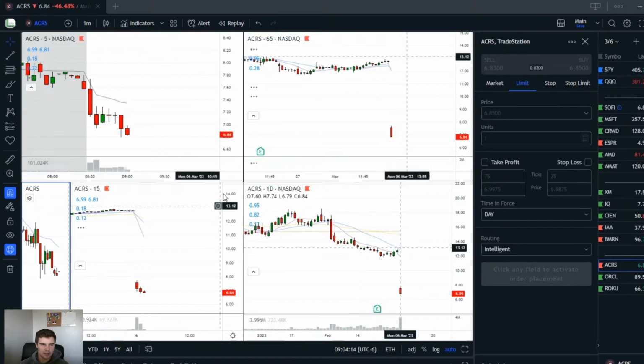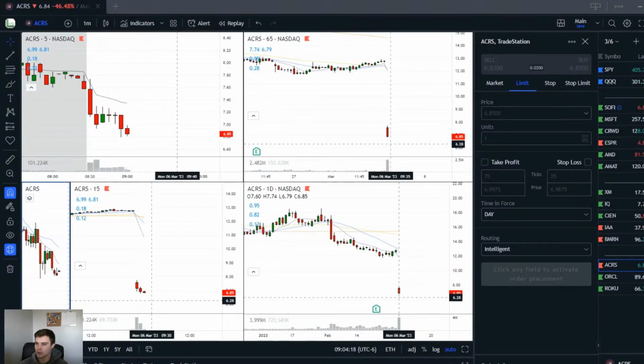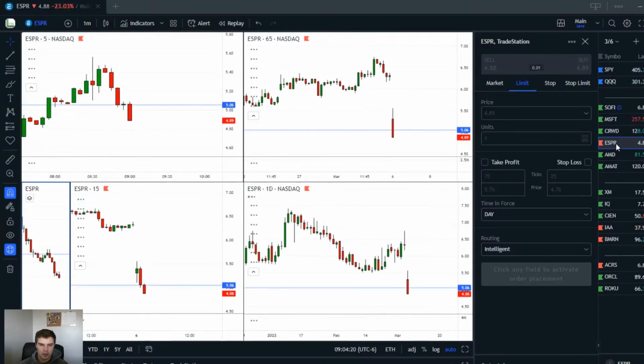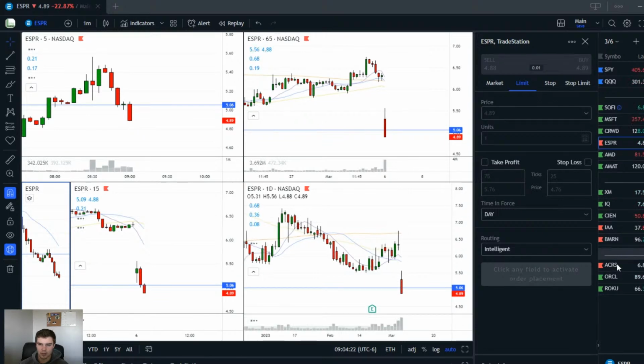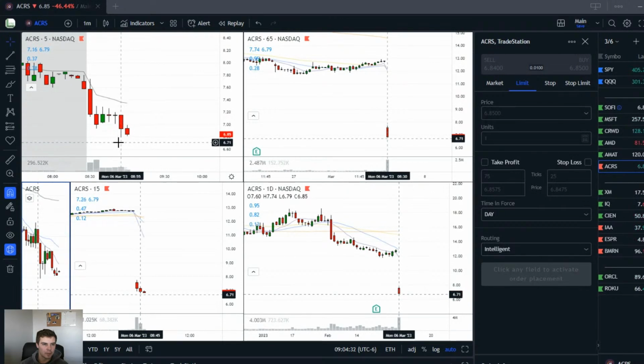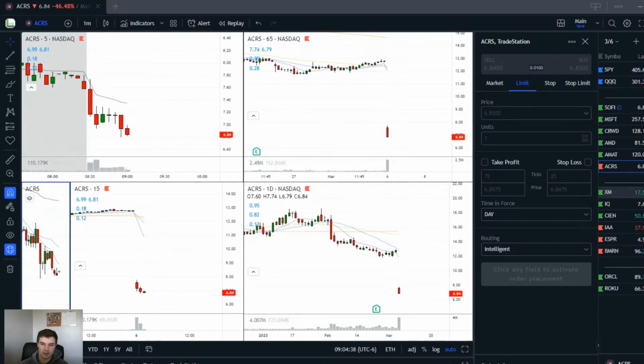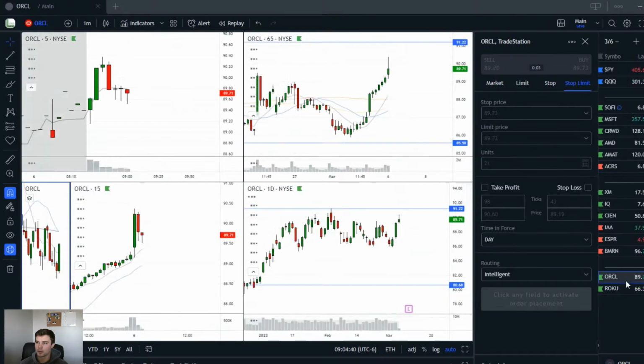Guys, watch this ACRS. ACRS short. ESPR is pretty much done. This ACRS though has a little bit of range left. Keep your eye on it. Under 6.85 by like a 7.30. So that would be about a 45-cent stop. So a little bit wide on the stop, but still not bad.